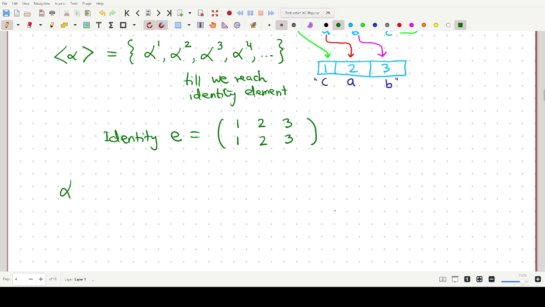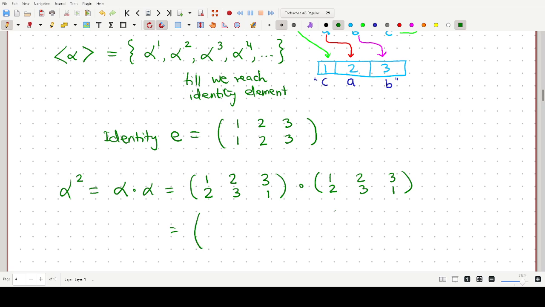So alpha to the power 2. See, alpha is already in H, right? So alpha to the power 2 would be alpha composed with alpha. Alpha is 1 goes to 2, 2 goes to 3, and 3 goes to 1. We combine this with another such scenario. 1 goes to 2, 2 goes to 3, and 3 goes to 1. Now, the result of this, I would like to write with a little bit of space over here.